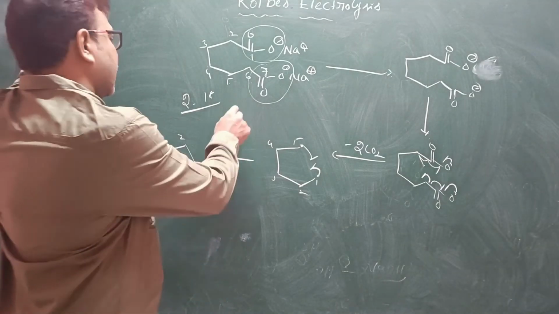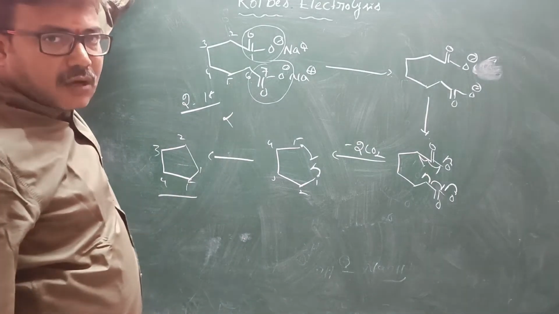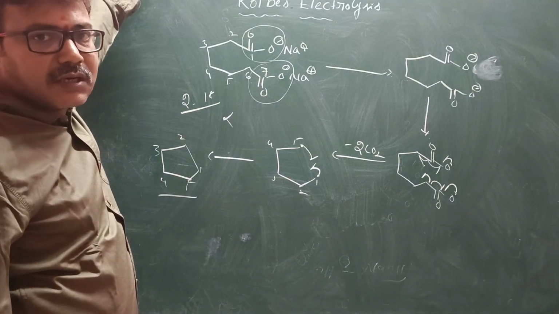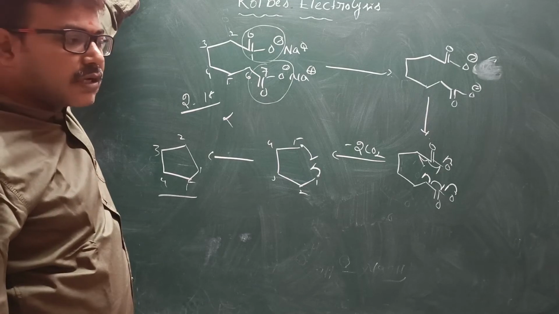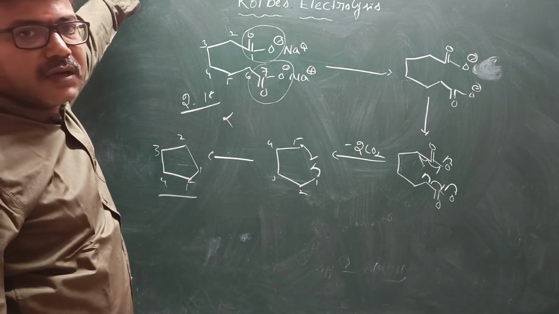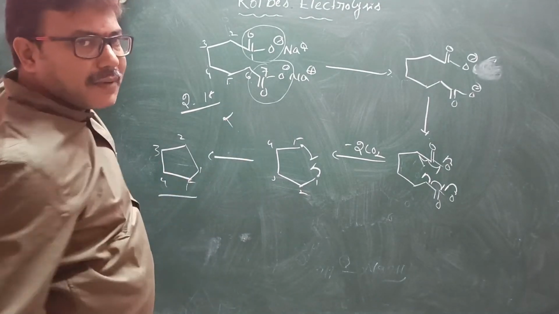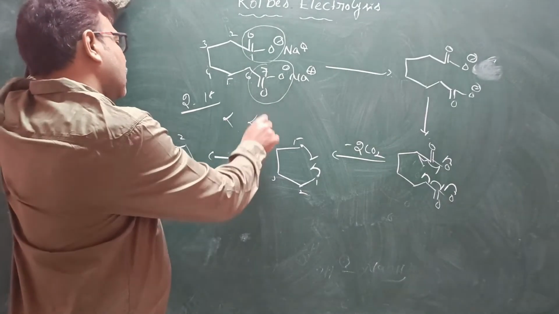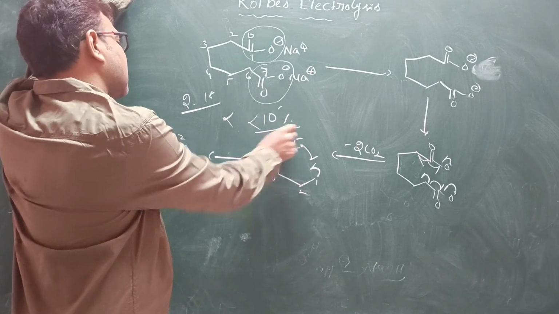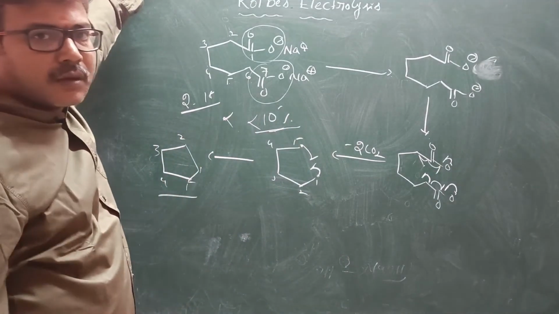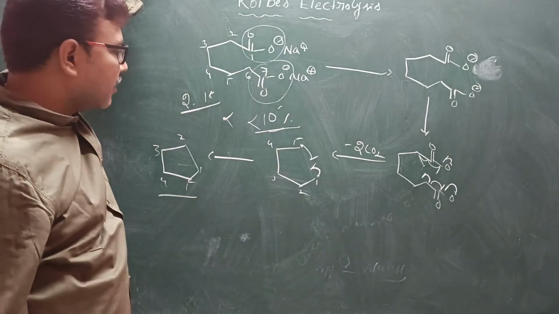So alpha substituted carboxylic acid salts give a lower percentage of yield. As the steric crowding increases, the percentage of yield decreases. When alpha substituted carboxylic acids undergo Kolbe's electrolysis, the percentage of yield is less than 10%.